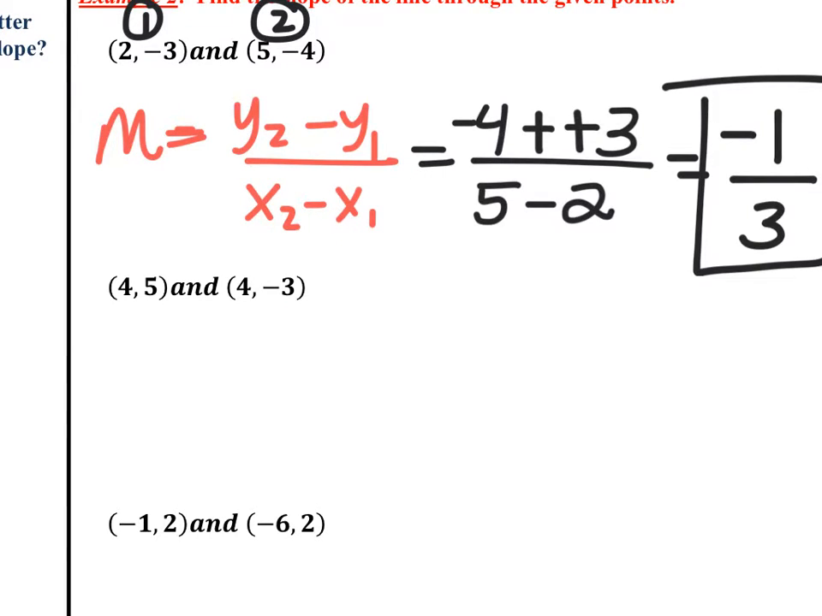We're going to start out by writing our formula, always. y2 minus y1 over x2 minus x1.